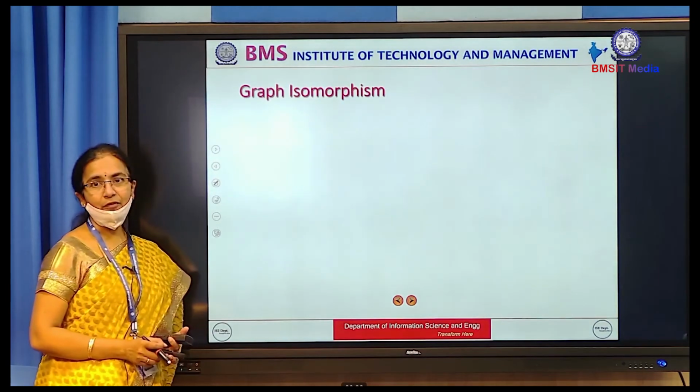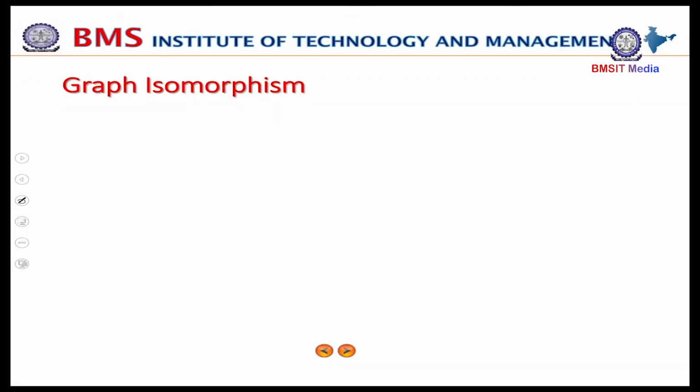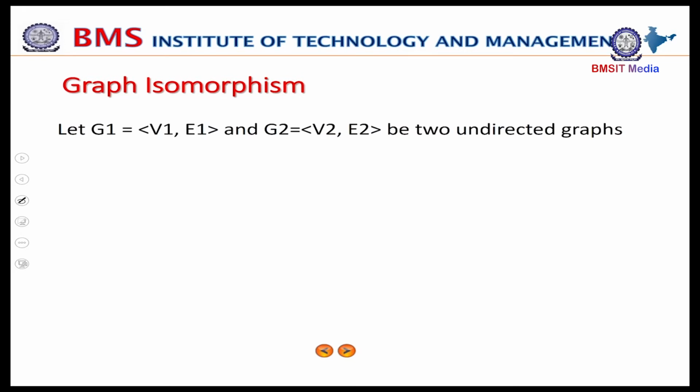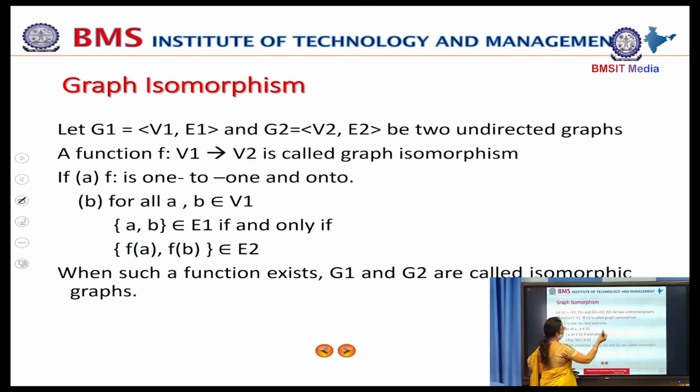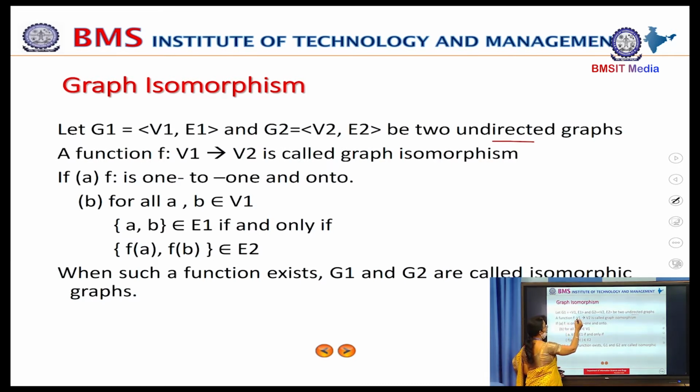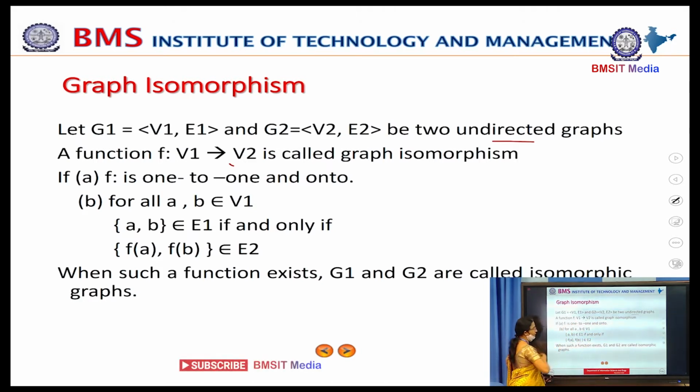Next we will see graph isomorphism. So let us see the definition first. What is graph isomorphism? Let G1 is equal to (V1, E1) and G2 is equal to (V2, E2). We need to consider two graphs, G1 and G2, to be two undirected graphs. So here I have taken undirected graphs. A function f that maps the vertices of V1 to the vertices of V2 is called graph isomorphism if it satisfies the following conditions.